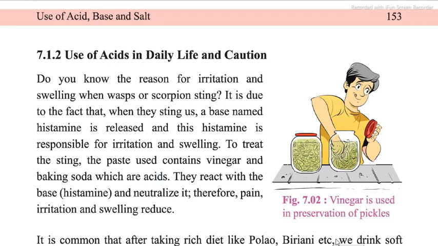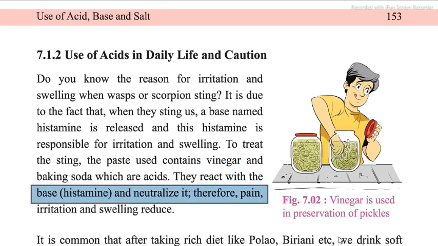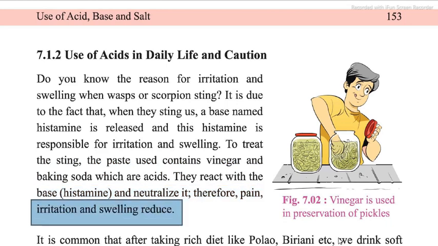Then look at what this line says. To treat the sting, the paste used contains vinegar and baking soda, which are acids. They react with the base histamine and neutralize it. Therefore, pain, irritation, and swelling reduce.